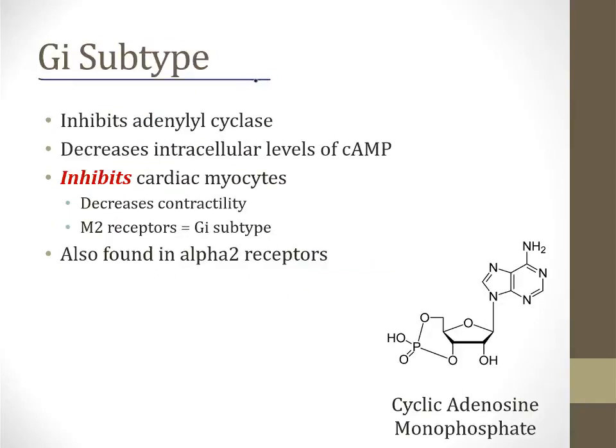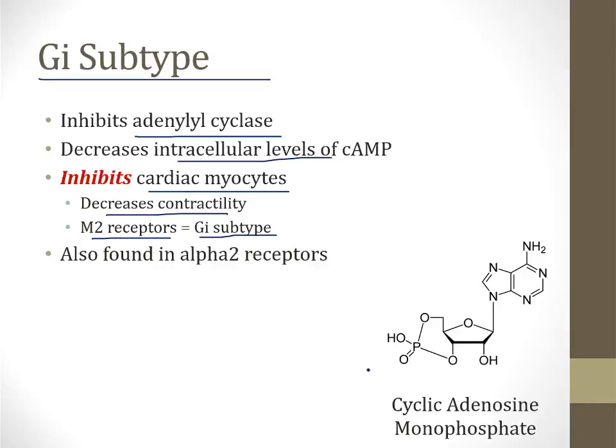The GI subtype of G protein receptor inhibits adenylyl cyclase. That's why it's called the GI subtype. This is going to decrease the intracellular level of cyclic AMP. In cardiac myocytes, that means that when this type of receptor is activated, that will decrease contractility. Therefore, you find this type of receptor in M2 receptors. M2 receptors are part of the parasympathetic system. Their goal is to decrease contractility of the heart, so they are associated with the GI subtype of G protein receptor, and they lower cyclic AMP levels.